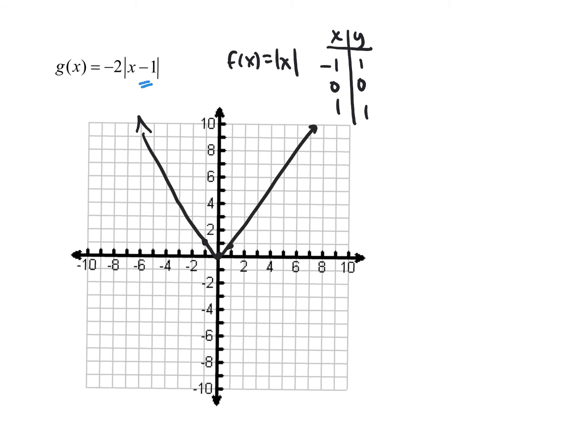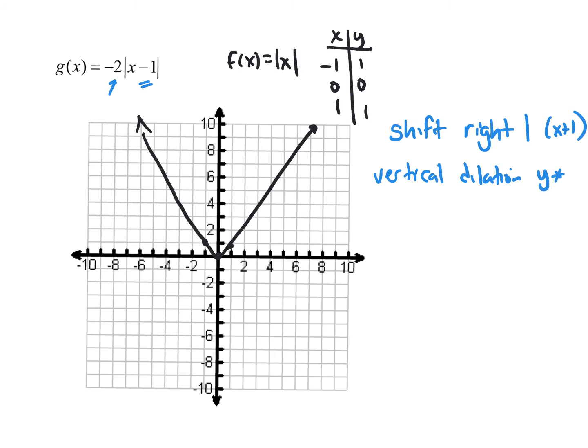So if I look inside, I have this minus 1, which is going to be a shift right by 1. So that's going to be the x is adding 1. The 2 is going to be the vertical dilation, where we're taking the y's and multiplying by 2. But this negative out front also is something. That's a vertical reflection. And vertical reflections, remember, are going to turn the y's negative.